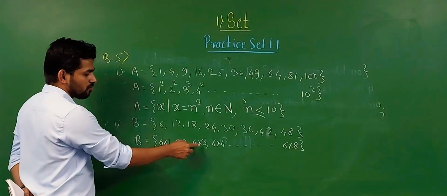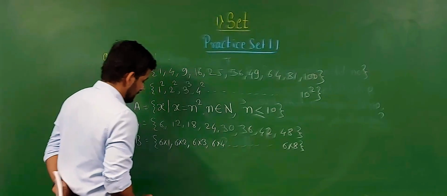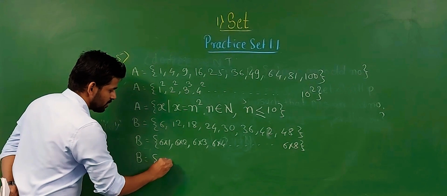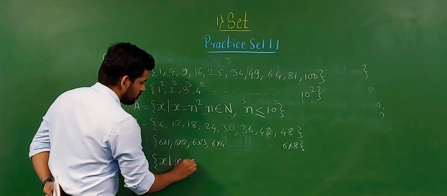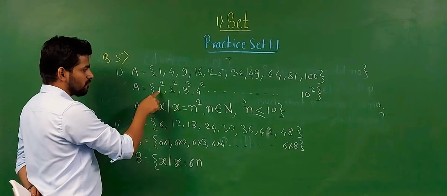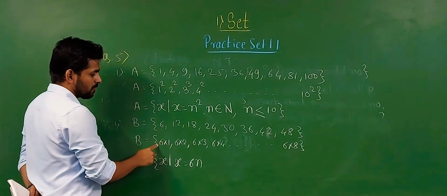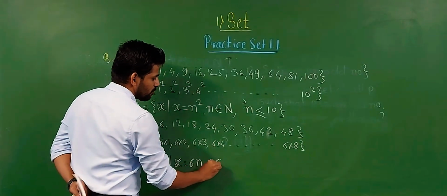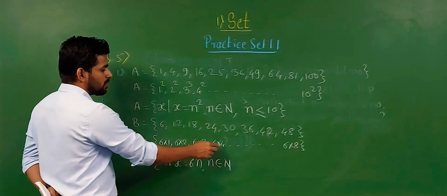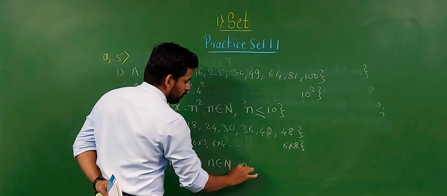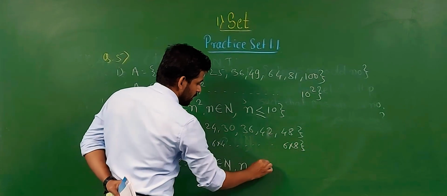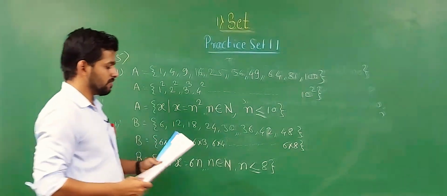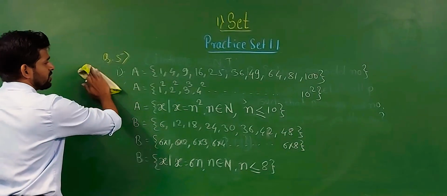Okay, so 6 is common, only 1, 2, 3, 4 change, so we write it the same way. Set B is the set of all x such that x is equal to 6n. We do not take n square because here it is 1 multiplied by 6, 2 multiplied by 6, 3 multiplied by 6, that is 6n, where n belongs to the natural numbers. 1, 2, 3, 4 are natural numbers. And the value of n is less than or equal to 8. Okay, next one, question number C. Then we write question number 6 here.